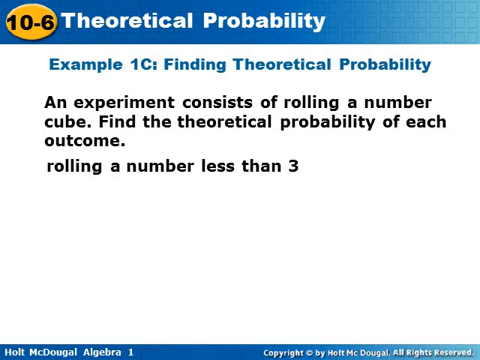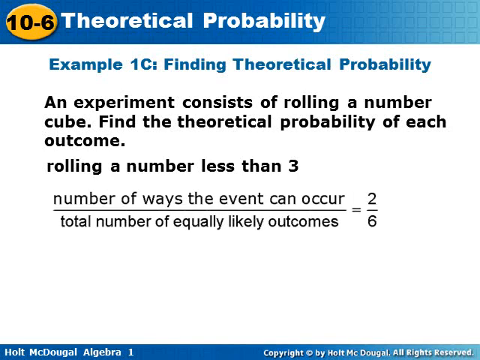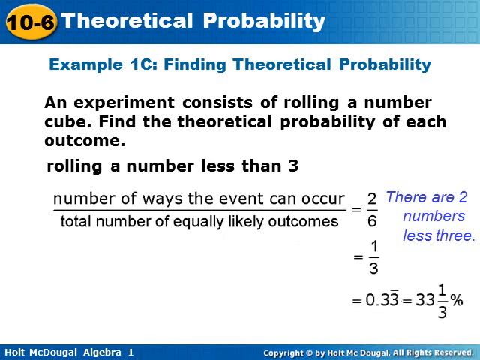An experiment consists of rolling a number cube. Find the theoretical probability of each outcome, rolling a number less than 3. The number of ways the event can occur is 2. There are 2 numbers less than 3 on the number cube, 1 and 2. Over the total number of equally likely outcomes, 6. 6 different numbers on the cube. If you reduce 2/6, you get 1/3. If you divide, 1/3 is 0.33333, and so on. Making that into a percent, you move the decimal place 2 places to the right, and you get 33.333333%, or 33 1/3%.